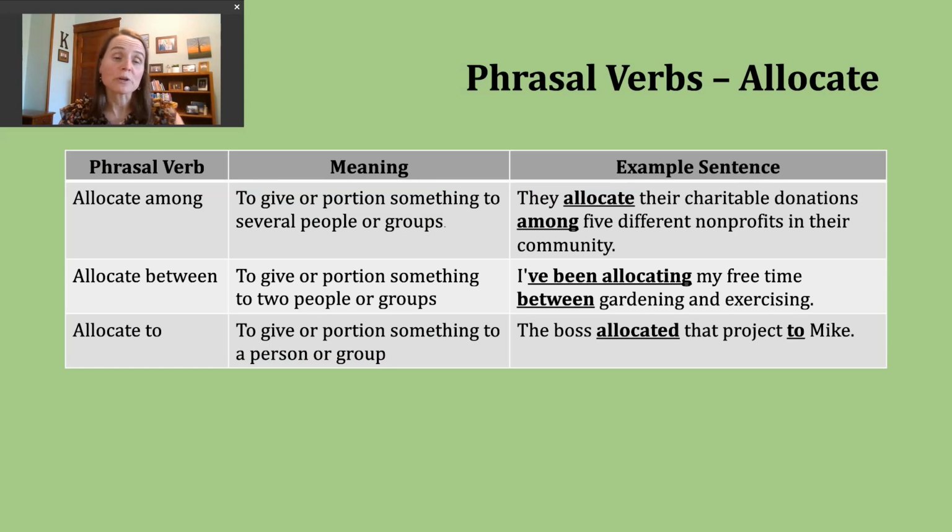Now, there are three phrasal verbs that I want us to study and talk a little bit about. You're going to notice the meaning here is all very close to what we've already discussed, but we're going to talk about allocate among to start with. So here we're giving some part or we're portioning something off to several people or several groups. I want us to think about here kind of three or more, okay? So let's take a look at an example of this phrasal verb in a sentence. They allocate their charitable donations among 5 different nonprofits in their community.